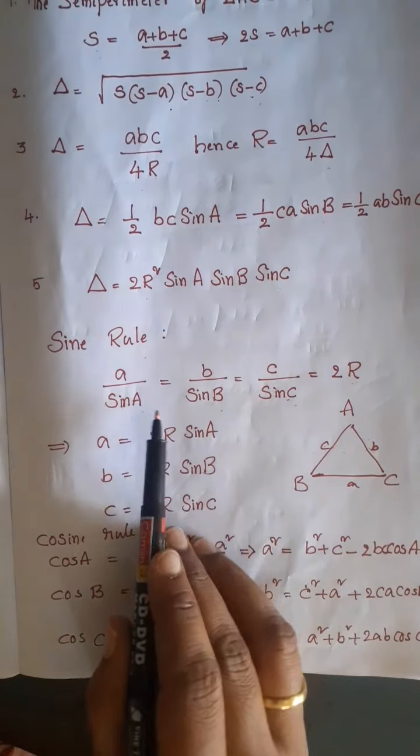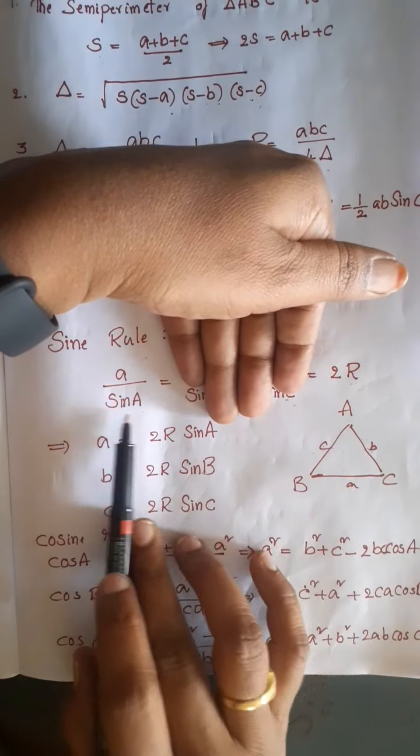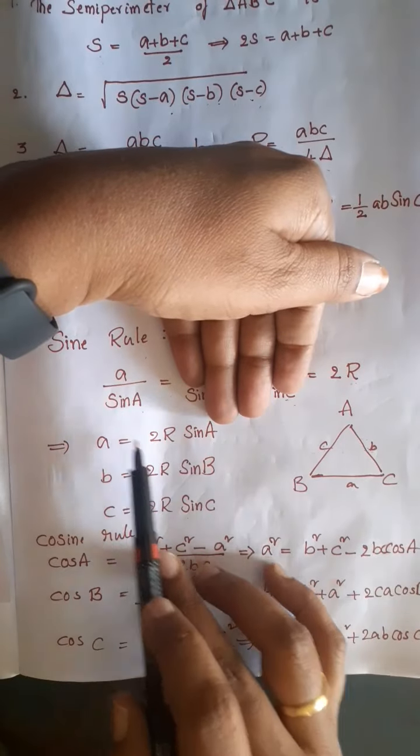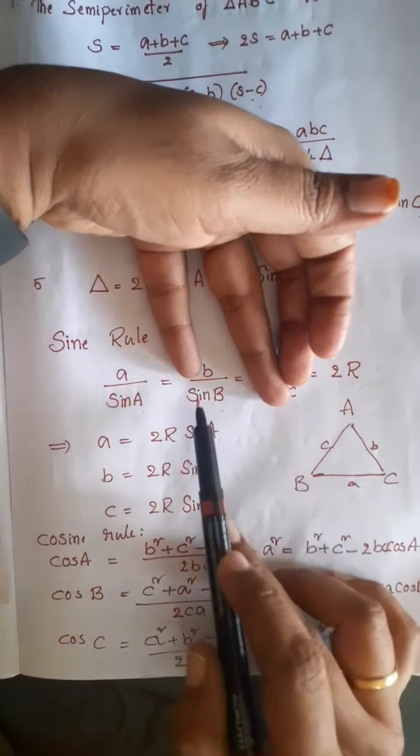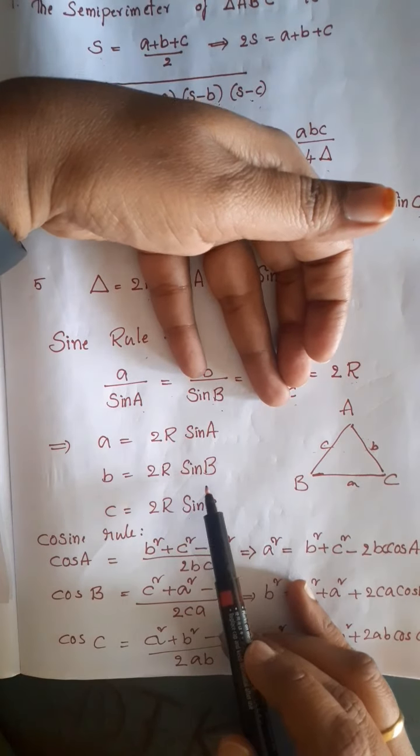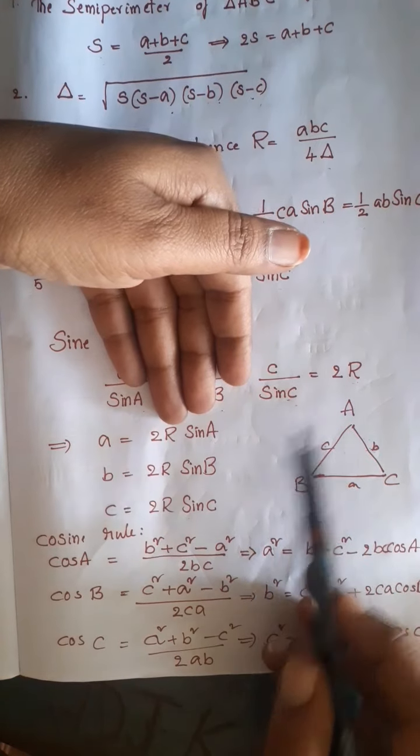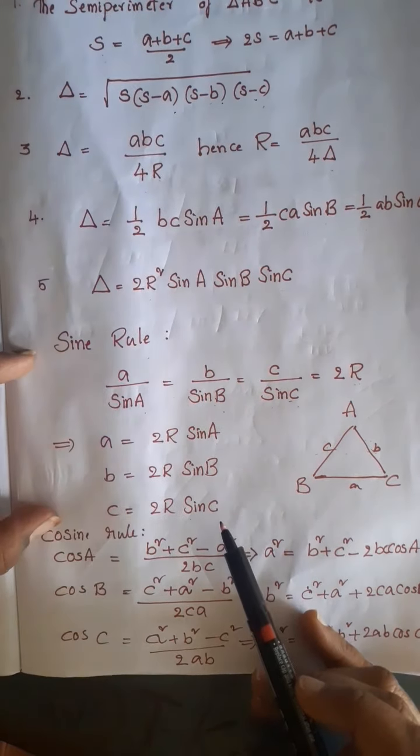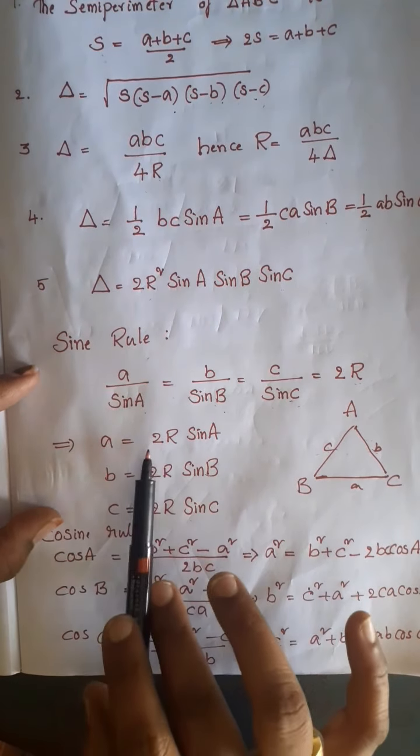If you take only these two, then what happens? a can be written as 2R sin A, right? If you take these two only, then b by sin B is equal to 2R means b is 2R sin B. Similarly, if you take these two, c is equal to 2R sin C. So you should remember this one, you should practice so many times. This is the sine rule.